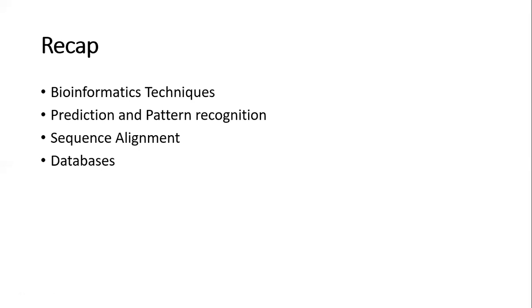There are different categories of databases. For example, nucleotide acid and protein databases are different. So we get all types of biological information in the databases, and then we are able to analyze and organize the biological information in the databases.